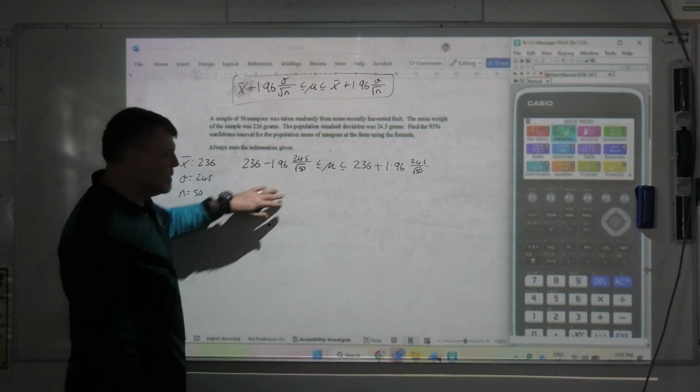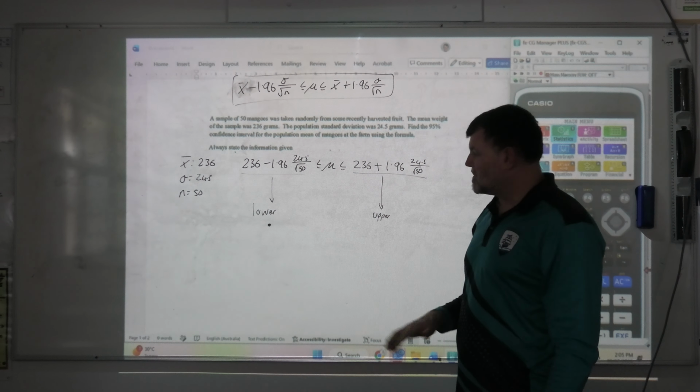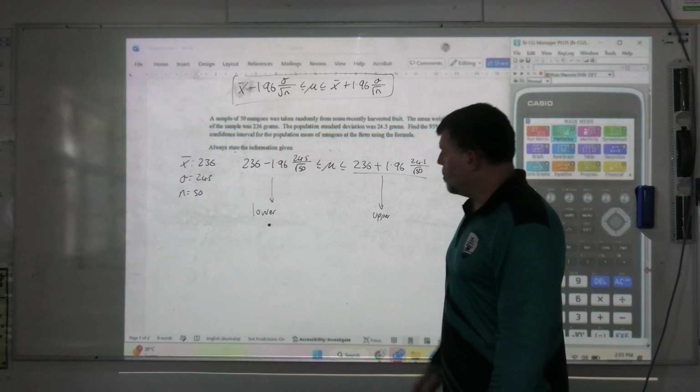What we are looking for is these two answers. One will be below the mean and one will be above the mean. If we don't get that kind of calculation, then we've done something incorrect. So we've got our formula written out in terms of the sample mean, standard deviation, and sample size. But we can use our graphics calculator to get this answer.